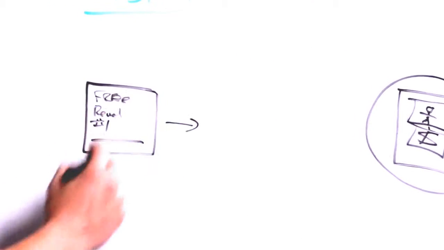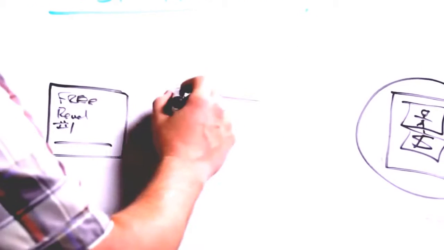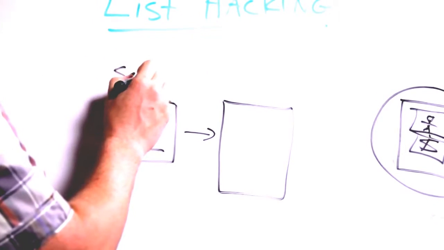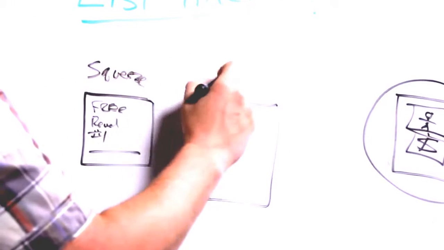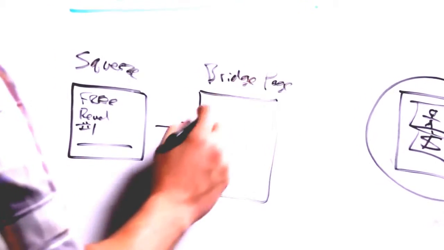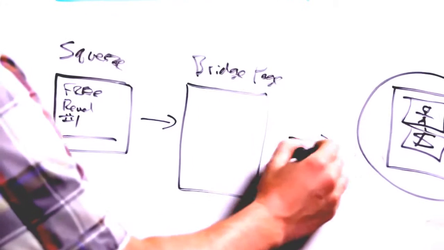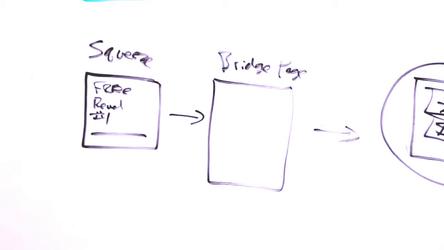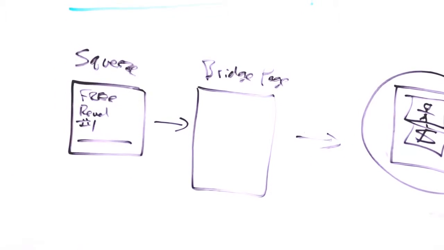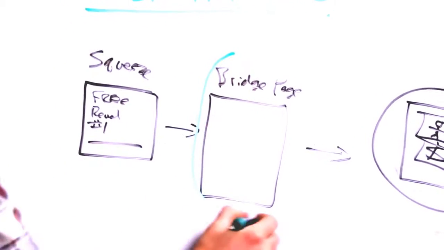Now on the next page, I create what we call a bridge page. So this is our squeeze page, and this is our bridge page. And this is really one of the big evolutions that we've come up with in the last few years, because we used to go straight from a squeeze page to the sales page, but now we introduce this page right here, again, that we call a bridge page.